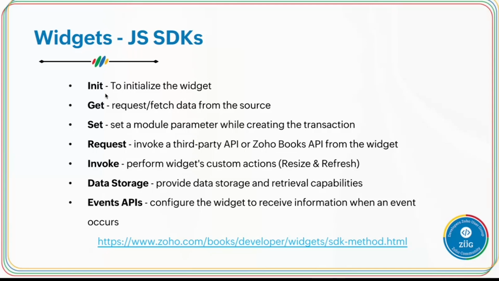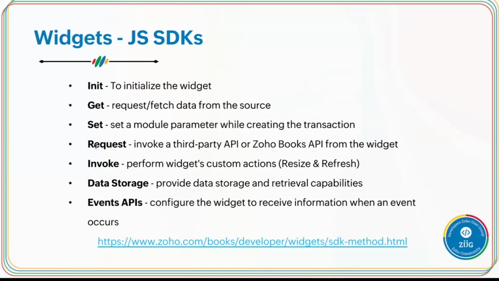So here is the list of the JS SDK methods provided by Zoho Books to create widgets. First, we have init. So this method is to initialize a widget, and this method will be a part of each and every widget that we will be creating for Zoho Books. Then we have get and set methods. So these methods are used to handle data within the modules of Zoho Books.